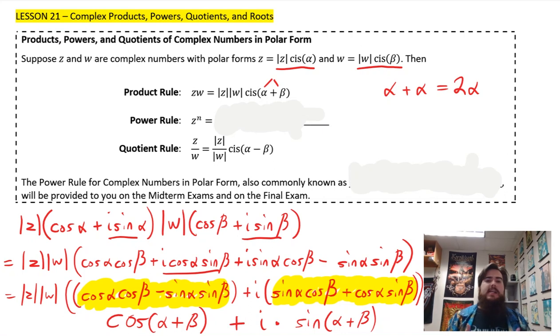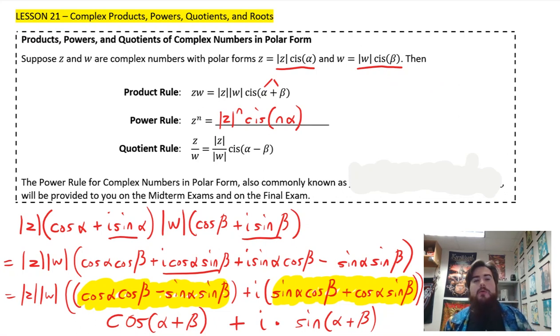So we can multiply z many, many times. And all we're going to see is that the exponent on the modulus is going to increase, and the coefficient on your angle measure is going to increase. It'll all just depend on what power you're doing. And that's where our power rule is going to come from. We have the power rule is the modulus of z taken to that power of n times CIS of n times your angle measure alpha. This is one of the best things to use this complex polar representation for.